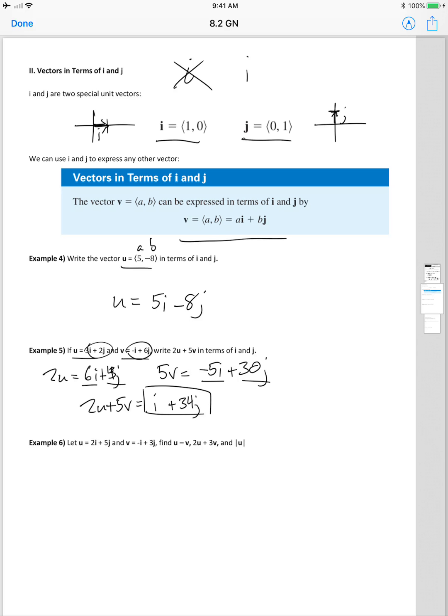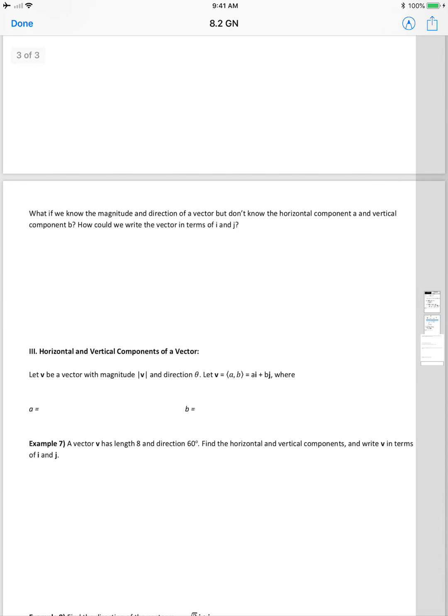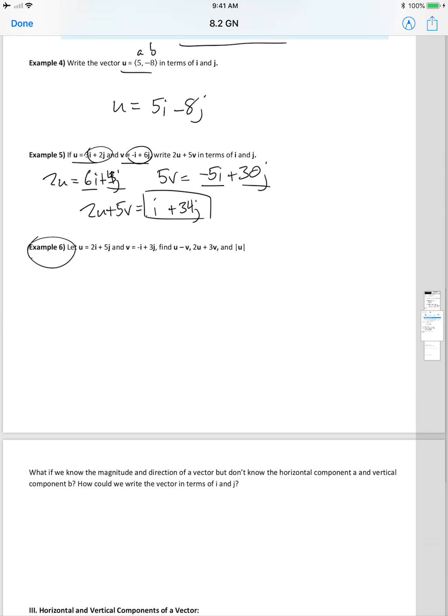So example 6, I'm actually going to ask you to try yourself, because again, I think it's good practice just to make sure that you're getting the hang of this. Instead, we're going to move on to the last thing that we're going to talk about this section. What if I know the magnitude, or the length and direction of a vector, but I don't know the horizontal component, A, or the vertical component, B? How could I write this vector as A, B, or in terms of i and j?